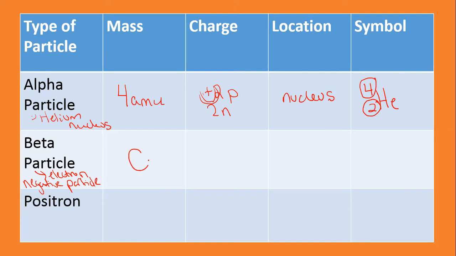Alright, it has no mass. Think about electrons. Electrons generally don't have mass, right? Well, a beta particle has no mass. Its charge is -1, and same idea, it's coming out of the nucleus. Now the question is, where is it coming from? Well, it's actually coming out of a neutron.